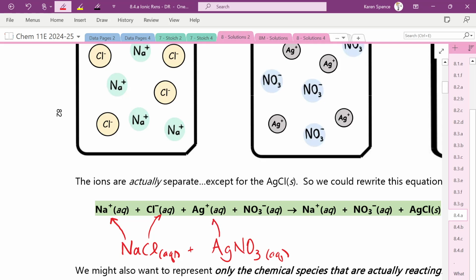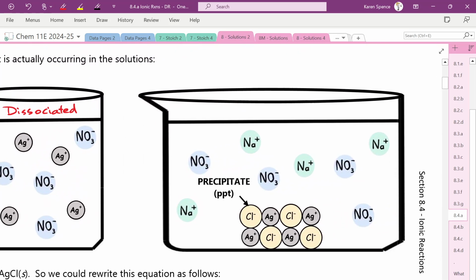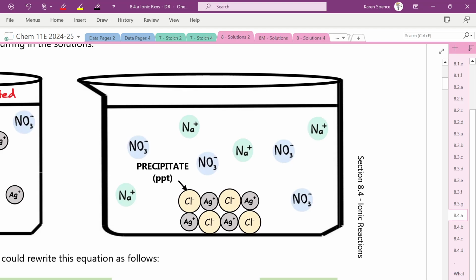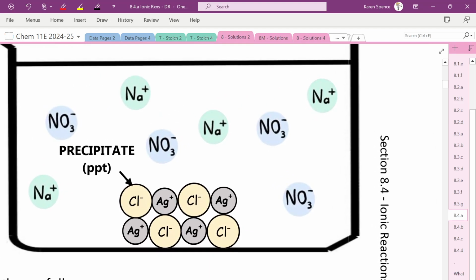So we will separate it because it is separate. Now our products, if we look at our products, one of the products is NaNO3. And if we go back up to our beakers, and don't worry, I'll move this back down again. If we go back up to our beaker, is the NaNO3 together or is it apart? It's apart because it is floating freely. On the other hand, the AgCl is our precipitate, and the little Ags and Cls are holding hands. So they are actually together.